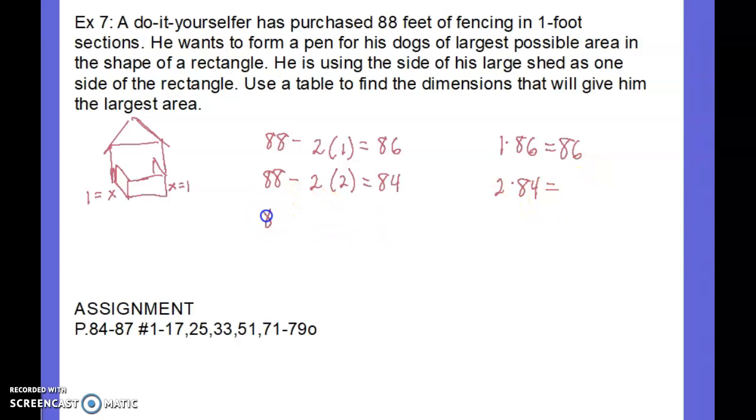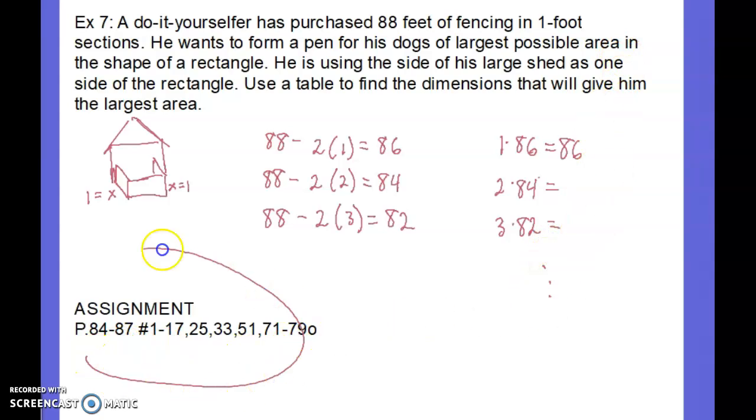Now I'm running low on time, but I think you can tell the pattern. So this time it'd be 3 times, that should not have been 82. So what happens when I rush? Sorry, I was right. That was 84, 82. And keep going until you find the largest, and then you should be ready to do your homework.